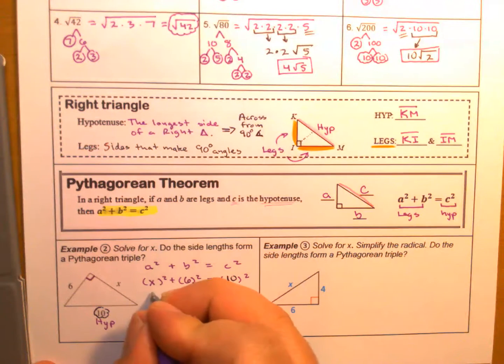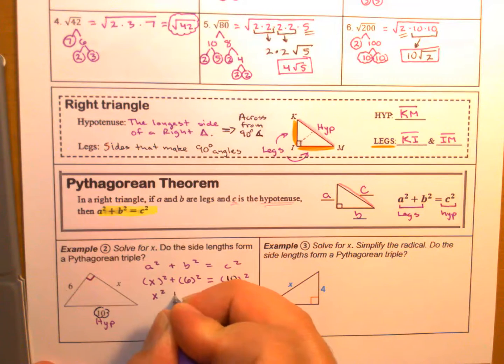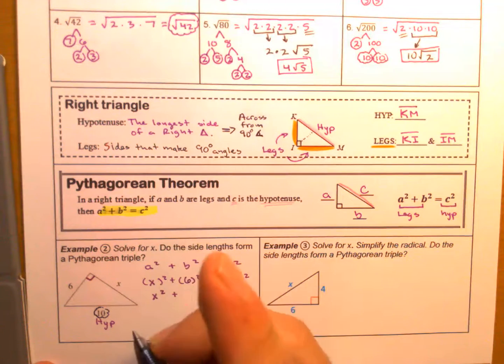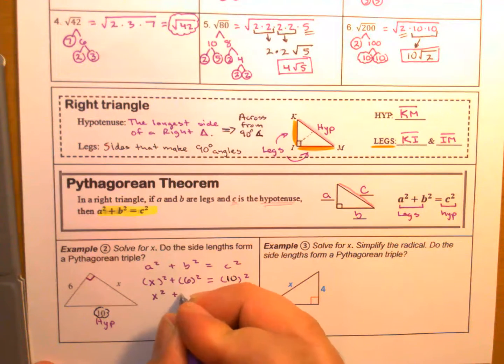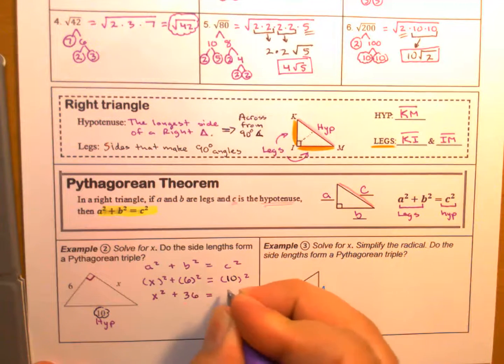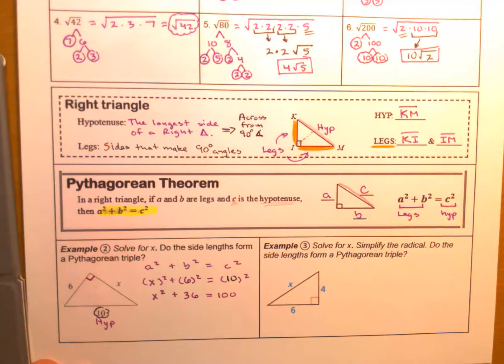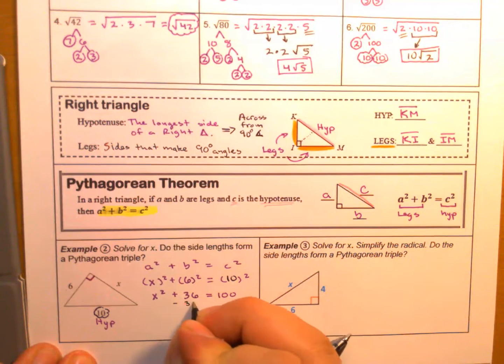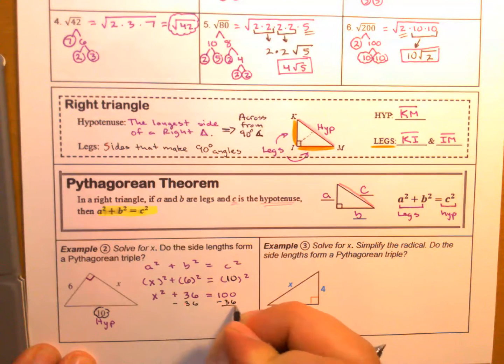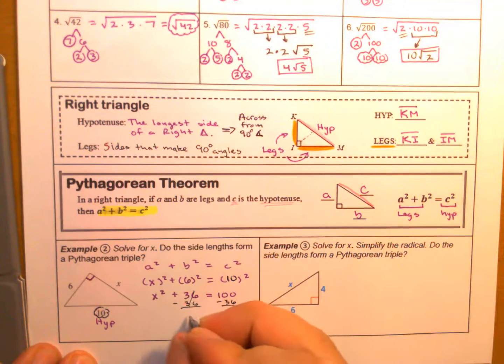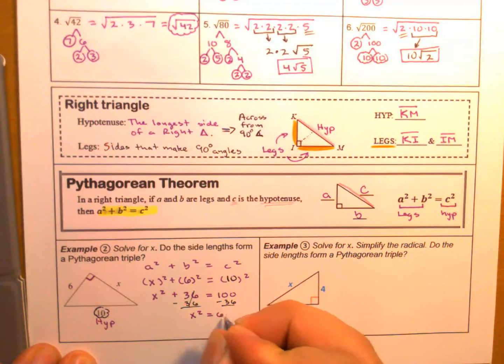So x squared, well, that's just x squared. 6 times 6, remember that's on the list up on the top, is actually 36. And then, of course, 10 squared is 100, just like we see at the top of this page. Now we're solving like we do any other problem in algebra. We will subtract the 36 from both sides. And so it says x squared is equal to 64.